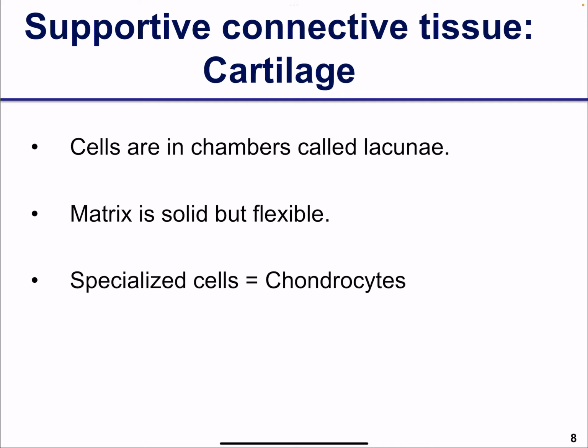Now, because this matrix is solid, the cells are going to actually be trapped in little chambers. These chambers are called lacunae. One lacuna, several lacunae, right? The specialized cells that are responsible for producing that matrix that causes the production of cartilage are called chondrocytes. Chondrocytes. Okay? Cells that make up the cartilage.